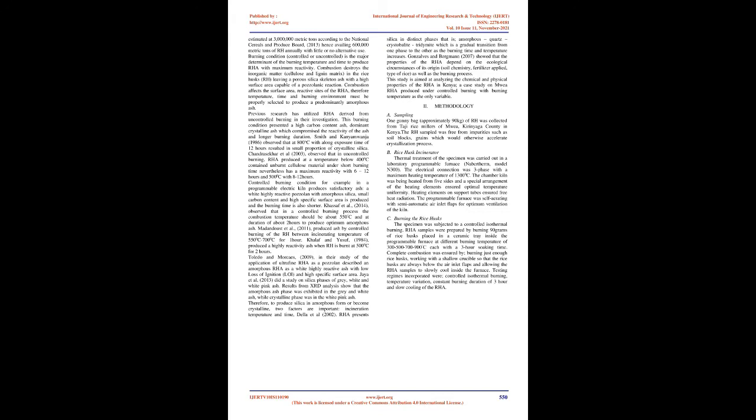Controlled burning condition, for example in a programmable electric kiln, produces satisfactory ash, a white highly reactive pozzolan with amorphous silica, small carbon content and high specific surface area, and the burning time is also shorter. Kasif et al., 2014, observed that in a controlled burning process the combustion temperature should be about 550 degrees Celsius and at a duration of about 2 hours to produce optimum amorphous ash.